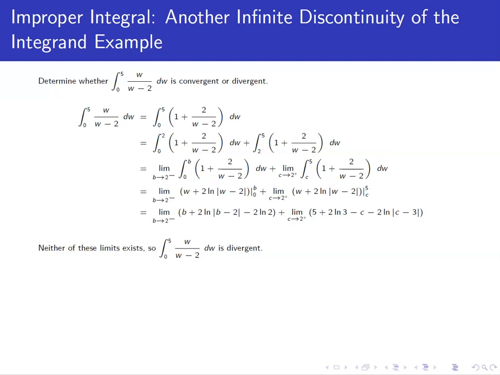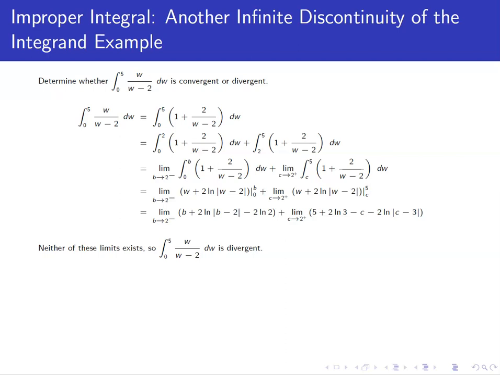We have to be a little bit careful because notice that the infinite discontinuity here is at 2, and we're going from 0 to 5 for the integral, so it's pretty easy just to overlook that 2. But remember, in order to be able to apply the fundamental theorem of calculus, the function has to be continuous on the entire interval, and certainly w over w minus 2 is not continuous at 2.